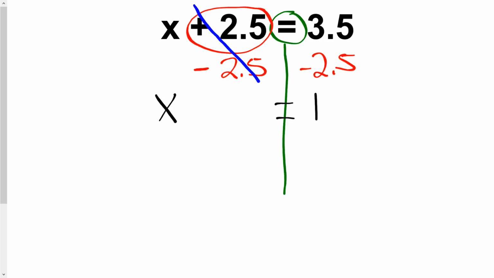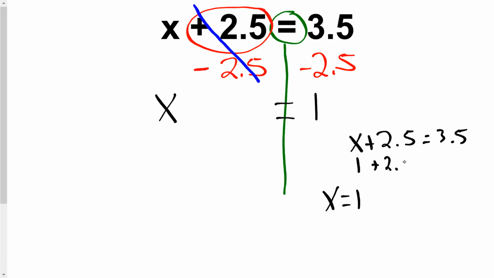And if you substitute x equals 1 into the equation, x plus 2.5 equals 3.5, you get 1 plus 2.5 equals 3.5, and you can probably just use your heads here. That does work as a solution. So x equals 1 is my answer.